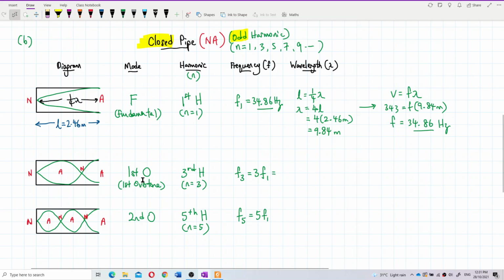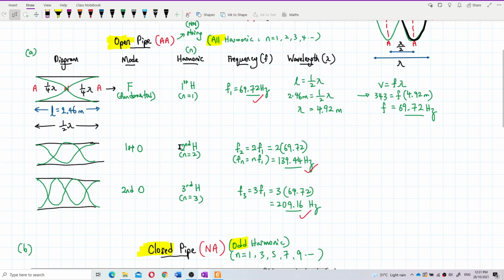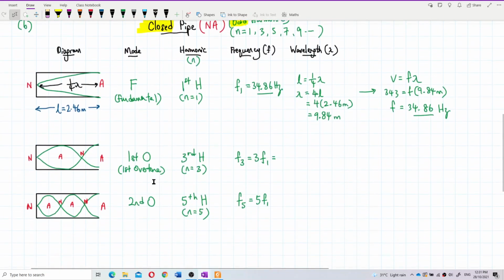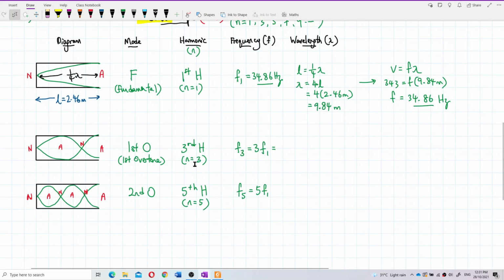Okay, so we multiply by 3 instead of multiply by 2. Last time the first overtone was the second harmonic. This time, the first overtone is the third harmonic. So 3 times the fundamental frequency. Let's do 34.86 times 3, and we get 104.58 hertz. Wow, yeah, 3 times the fundamental frequency.